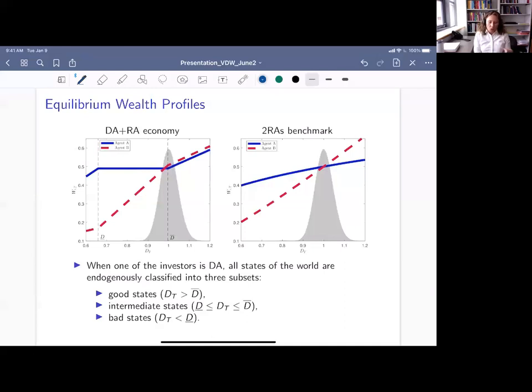If you contrast this with the plot on the right, the benchmark economy with two risk-averse agents, we see that for the more risk-averse agent the payoff is higher in bad states, and the profile is slightly concave. The less risk-averse agent enjoys larger payoff in good states, and the profile is almost linear but slightly convex in the dividend payoff.